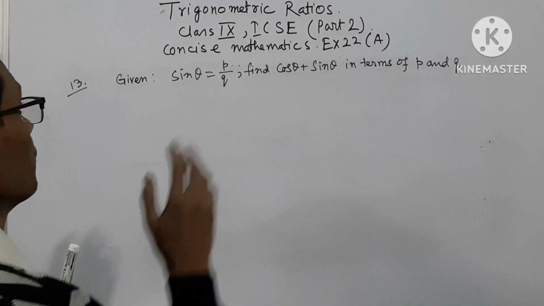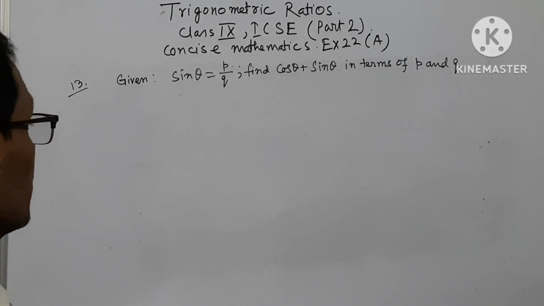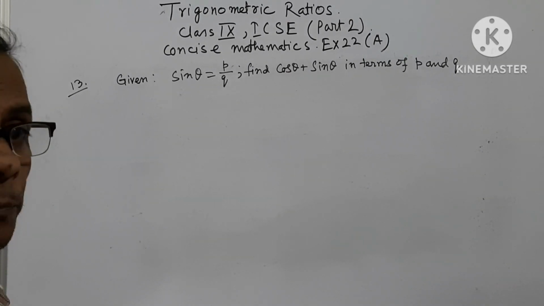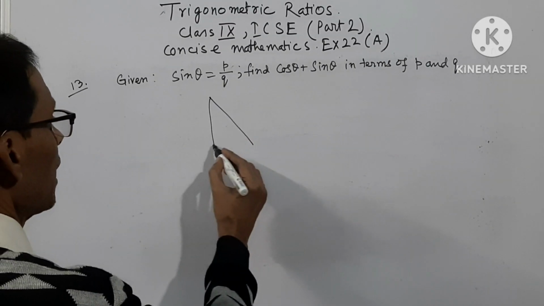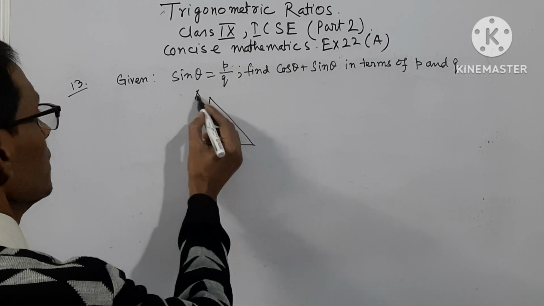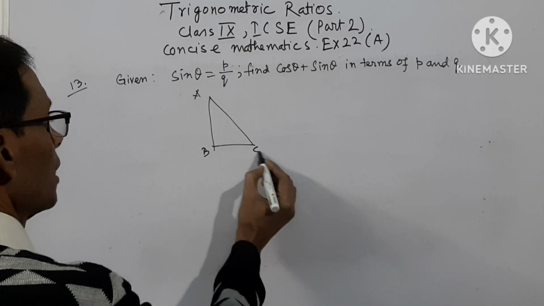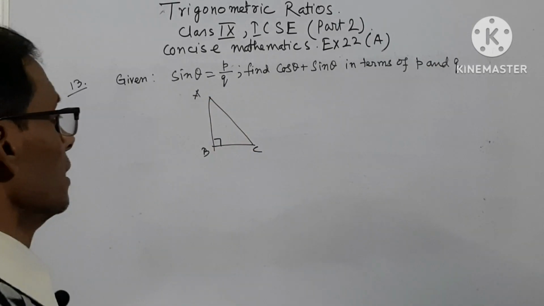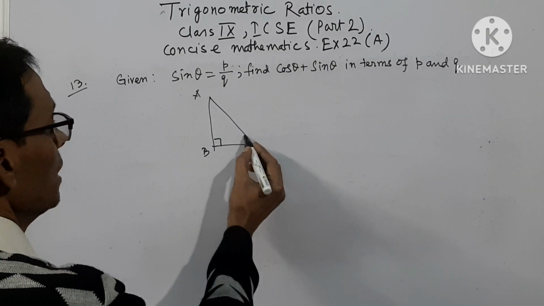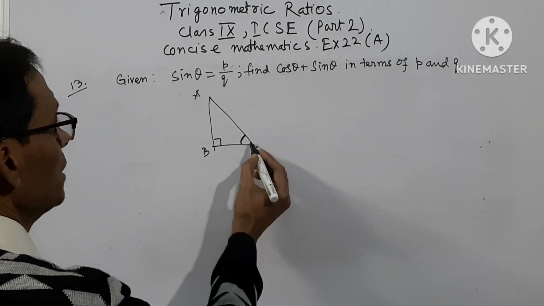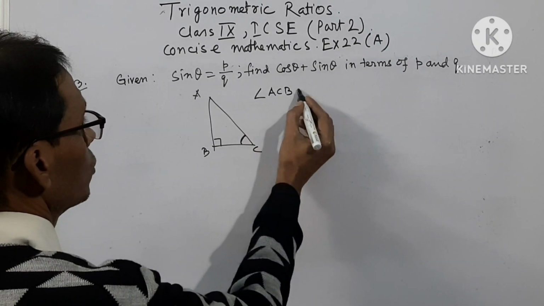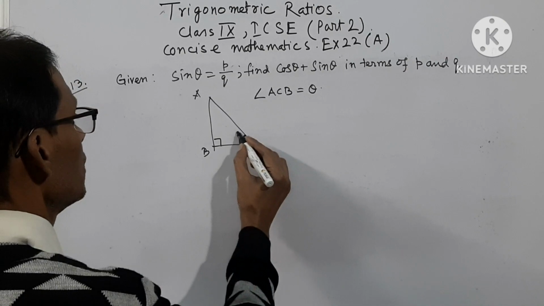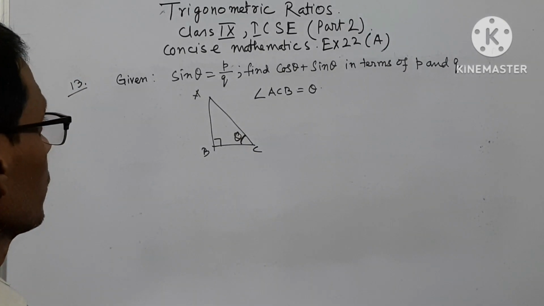Let's see this sum, question number 13. Given sin theta equal to P by Q. So theta is any angle. Suppose this ABC is one right triangle, B is 90 degrees. So let angle ACB equal to theta. So this I can denote as theta.